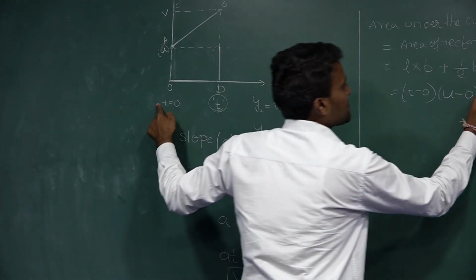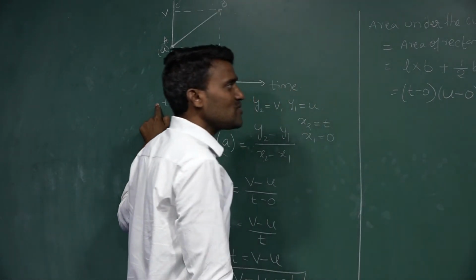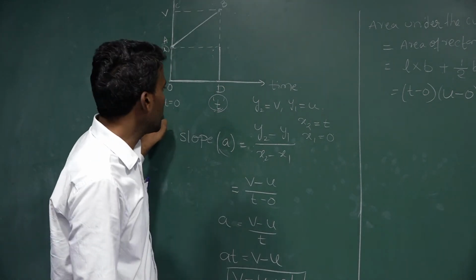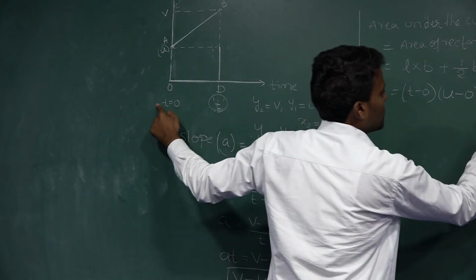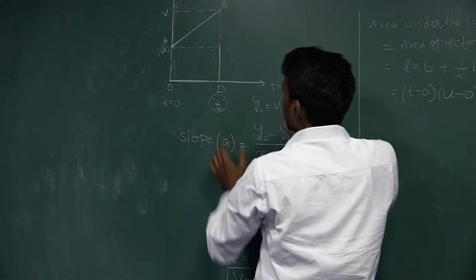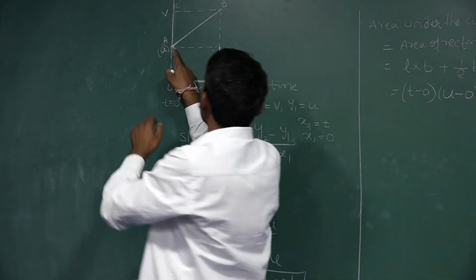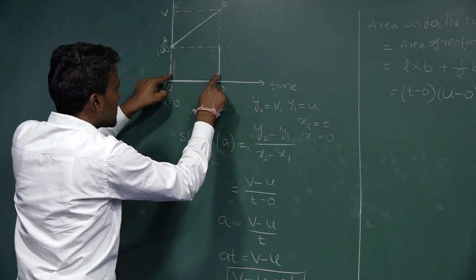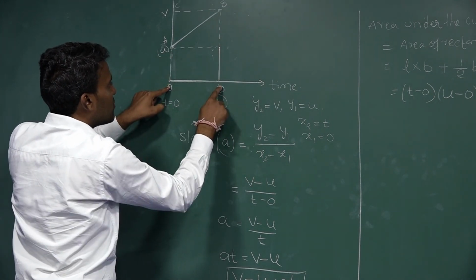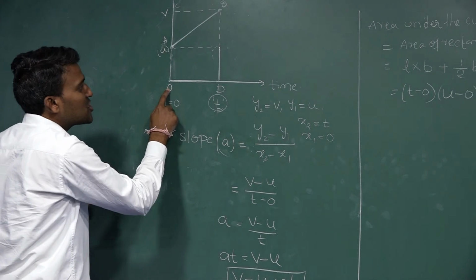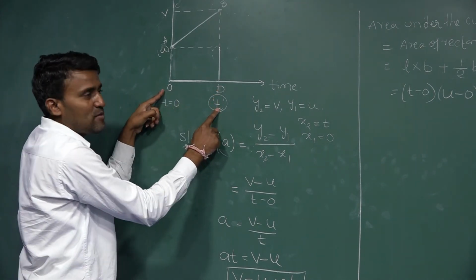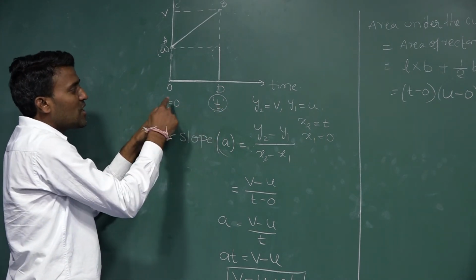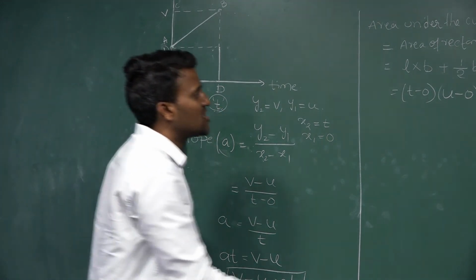So the area is u minus 0 times t minus 0, plus the area of the triangle, which is half into base into height. Now I am writing 1 by 2. The base of the triangle is this one, coming to the x-axis. D is the final position and O is the initial position; in terms of time, D is t and O is t equal to 0. So the base is t minus 0.